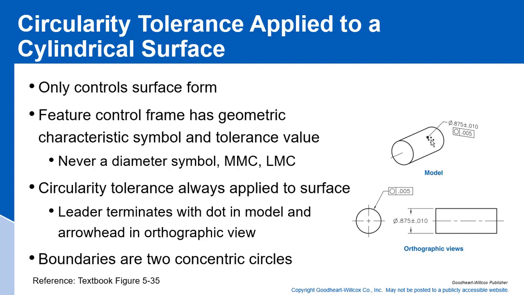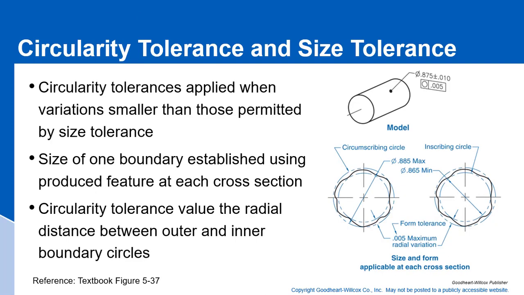If you're applying it in the model, it's done with a surface dot, a leader, the size and the size tolerance, and then finally the form tolerance, which is the circularity. If you're applying it to a feature in an orthographic view like this, you would have your feature size here, and then you can point to it with a leader and apply it that way. How is this interpreted? Circularity tolerance is applied when variations are smaller than those permitted by the size tolerance. Again, you only need these form tolerances if you need better controls than what you get with your size tolerances.